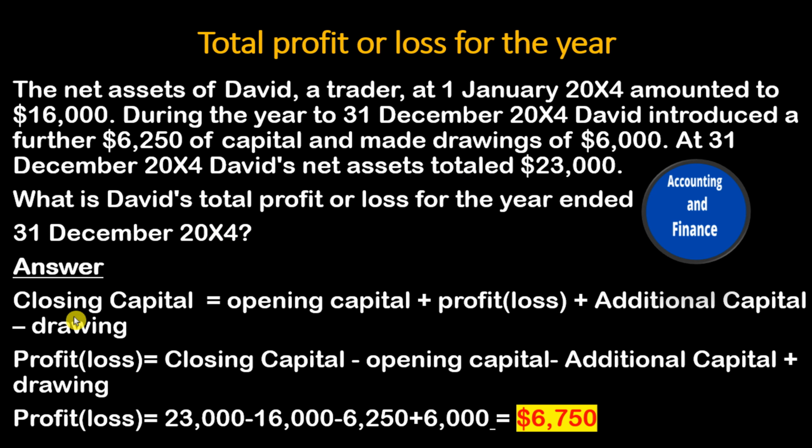Answer: closing capital equals opening capital plus profit or loss plus additional capital minus drawings. Profit or loss equals closing capital minus opening capital minus additional capital plus drawings. Profit equals 23,000 minus 16,000 minus 6,250 plus 6,000 equals $6,750.